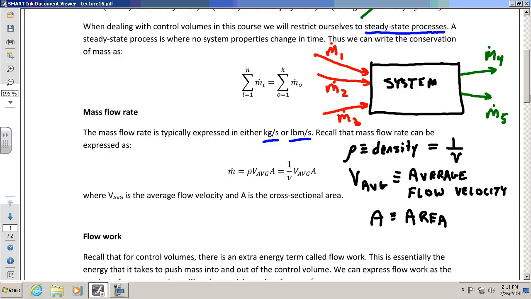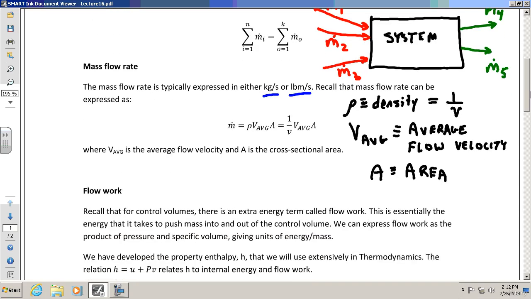Okay? This is an important equation for your homework. This is an important equation for future tests and quizzes. Because if you have a mass flow rate, you can relate it to those properties: density, velocity, and cross-sectional area. Very important that we understand that. And of course you'll have it on your equation sheet, but this is one of those you almost memorize because you use it so much.